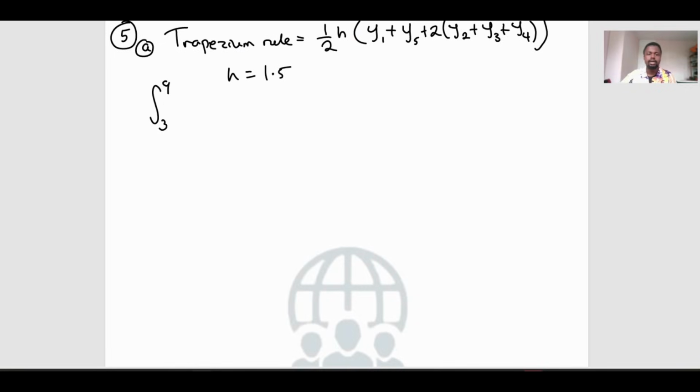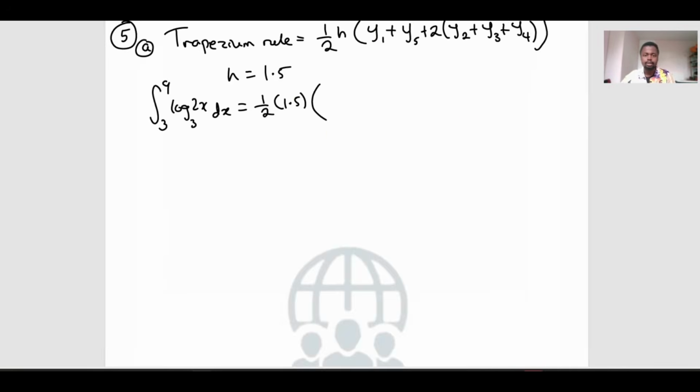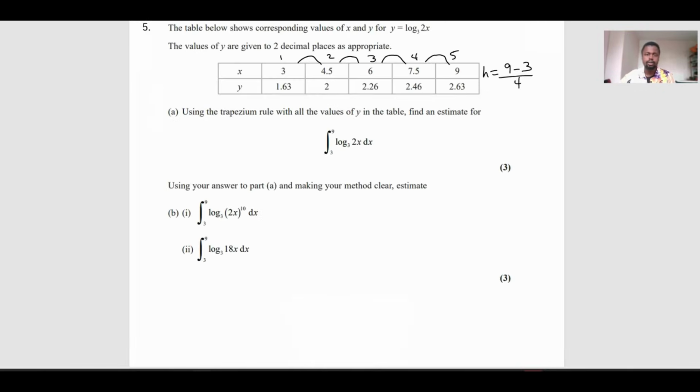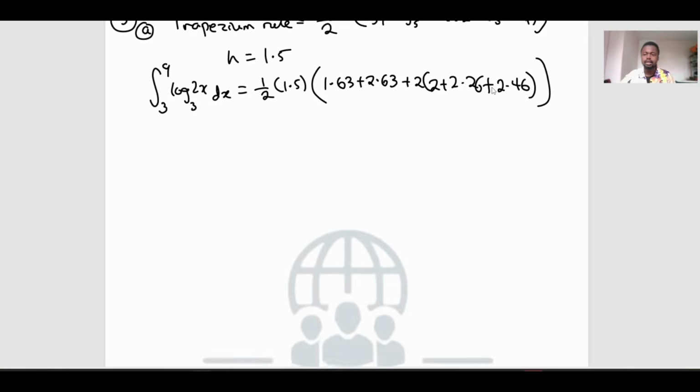It says the integral from 3 to 9 of log 2x base 3 dx is going to be half of 1.5, times y1 which is 1.63, the fifth one which is 2.63, and then you have 2 into bracket y2, which is 2.26, then the fourth one is 2.46. So you can put this directly in your calculator.